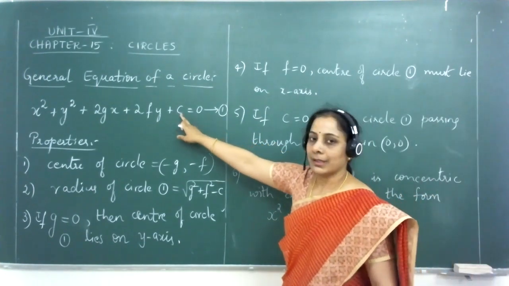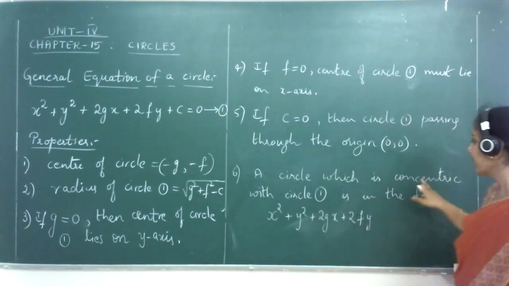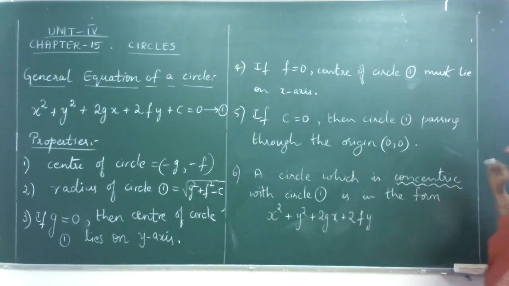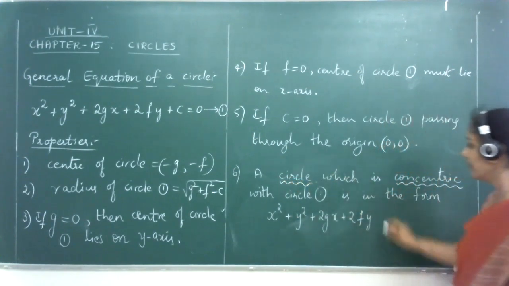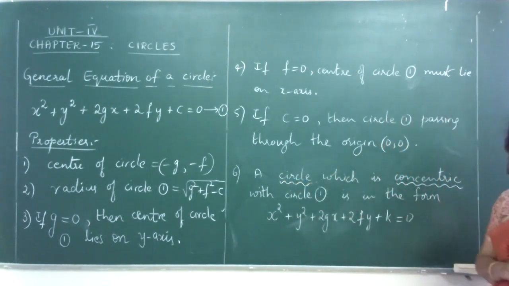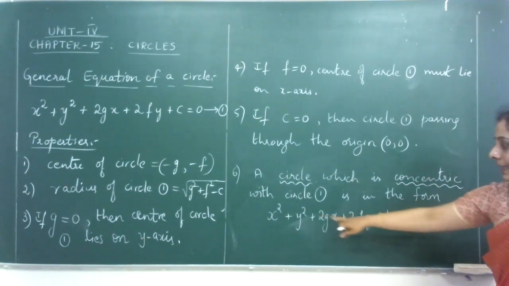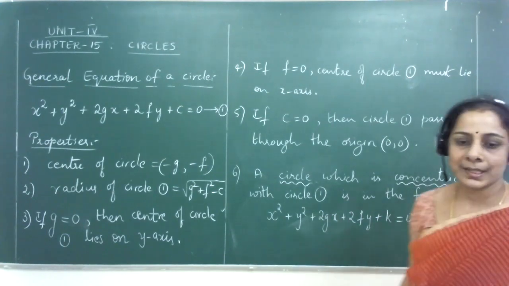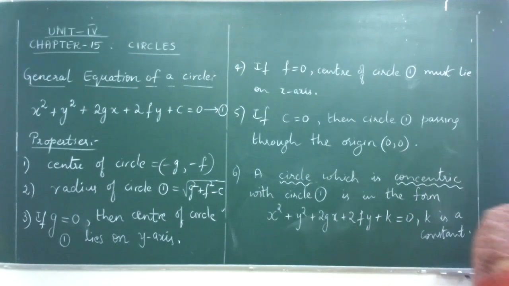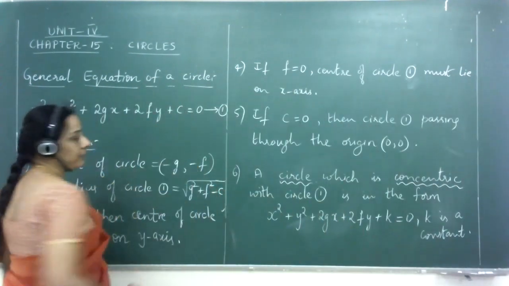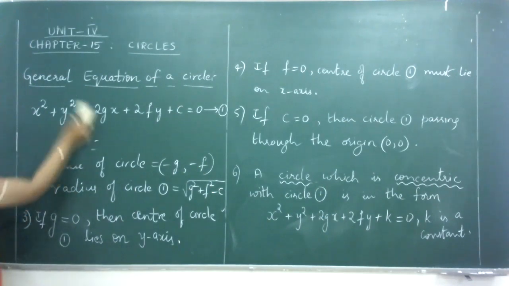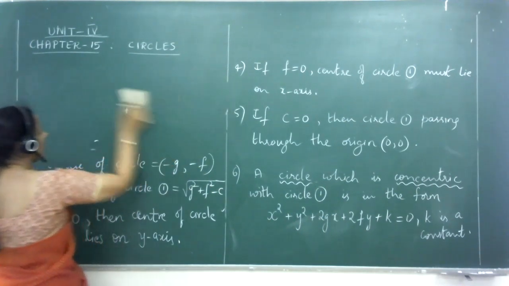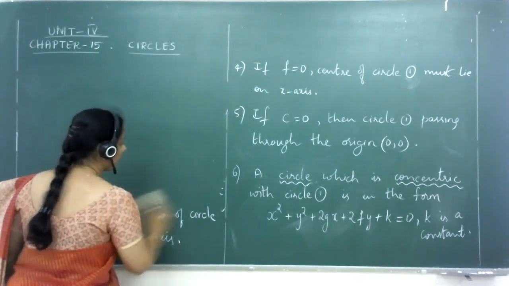For the given circle, the constant is c, but for the required concentric circle, we will be considering another constant. Let me put it as equal to k here. So you will have x squared plus y squared plus 2gx plus 2fy plus k equal to 0, where k is a constant. So these are a few important properties which we could relate with the equation of a circle in the general form. Now to get acquainted with this, let us consider problems related to the same general equation of a circle.